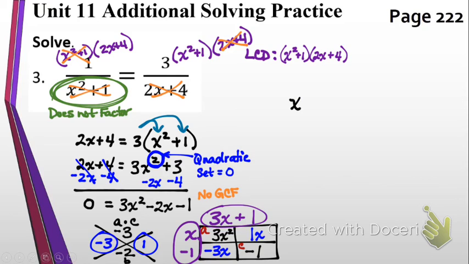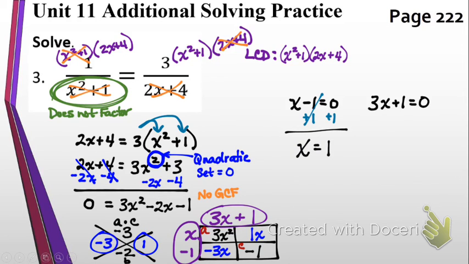Set them equal to 0. x minus 1 equals 0. 3x plus 1 equals 0. So I'm going to add 1 to both sides. One value for x is what? Positive 1 or -1? Positive 1, because we added 1 to both sides. That's okay. I messed up royally earlier with a sign, so we're all good.